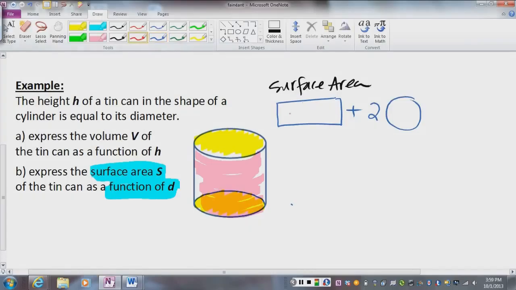Well, the area of the label is going to be the height of the can, h, times the base of this rectangle here, which is actually going to be our circumference. And the formula for that is C equals 2 pi r, plus 2 times the area of the top of the can and the bottom of the can. The area of the circle is pi r squared.